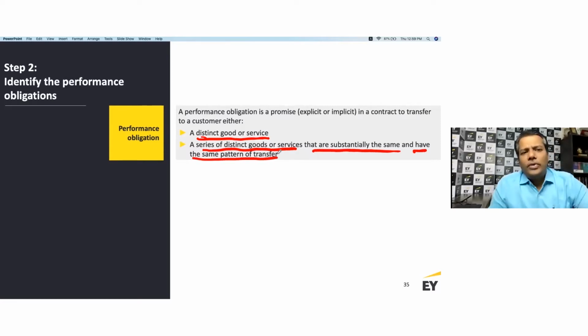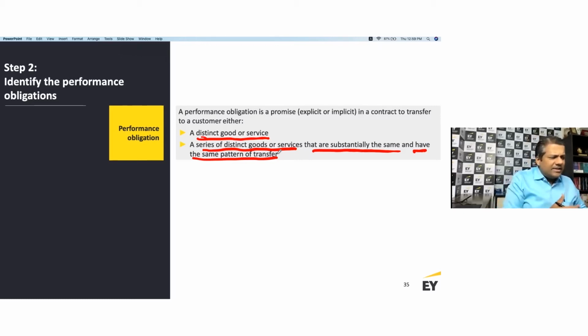Now, when you look at a distinct good or service, let's say you want to go and buy a mobile phone, right? That's a distinct good which you decided to purchase. Or you're getting a mobile phone repair, right? That's a repair as a service which you have. It's a distinct service which you entered into an arrangement with the seller.